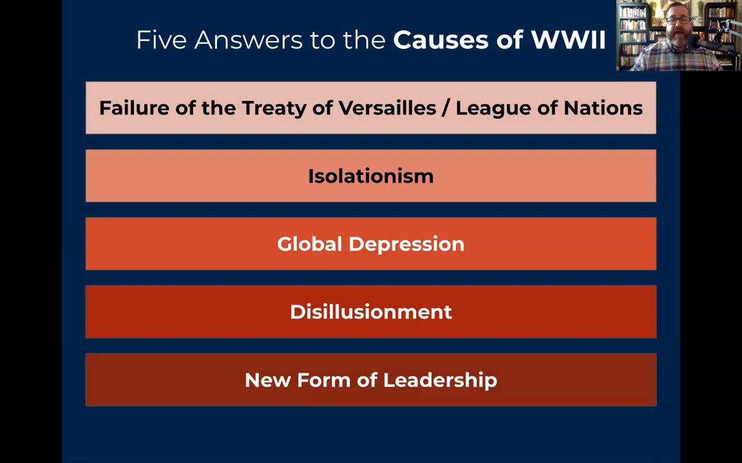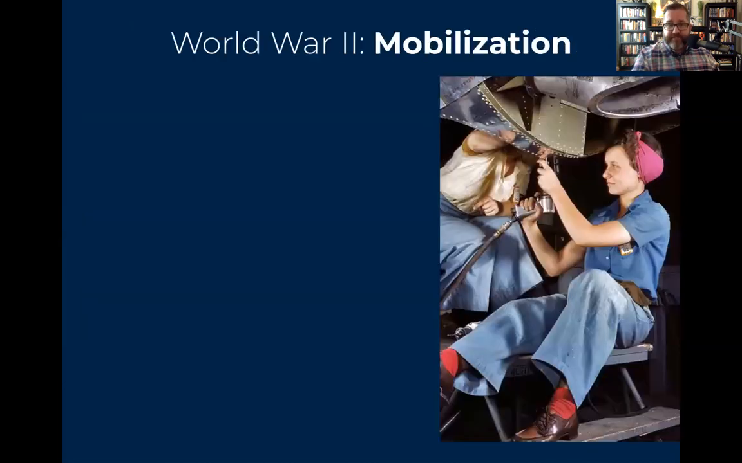But that's going to allow that vacuum of leadership to create new forms of leadership in the form of fascism with Benito Mussolini and Adolf Hitler. So the 5 causes of World War II, again: Versailles, isolationism, a global depression in place, disillusionment, and that new form of leadership that's going to be appetizing to people who are, in essence, lost.